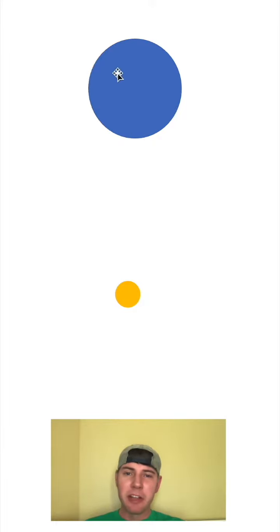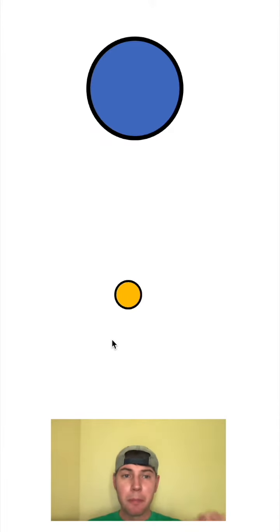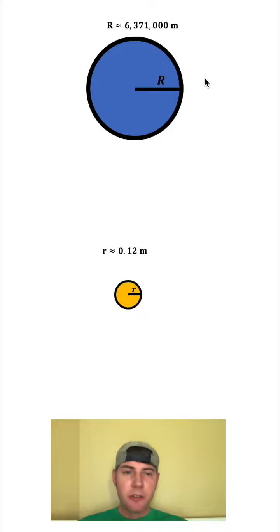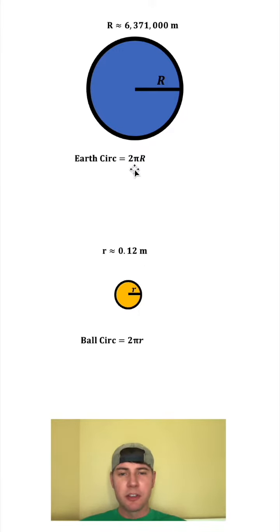Hey guys, so if we have the planet Earth and a basketball and we put a belt tightly around them, the radius of the Earth is about 6.371 million meters, and the radius of a basketball is about 0.12 meters. The circumference of the Earth is going to be 2 pi times the capital R, and the circumference of this ball is going to be 2 pi times the little r.